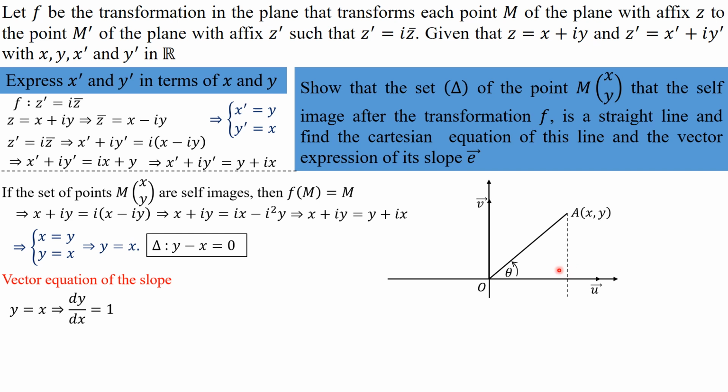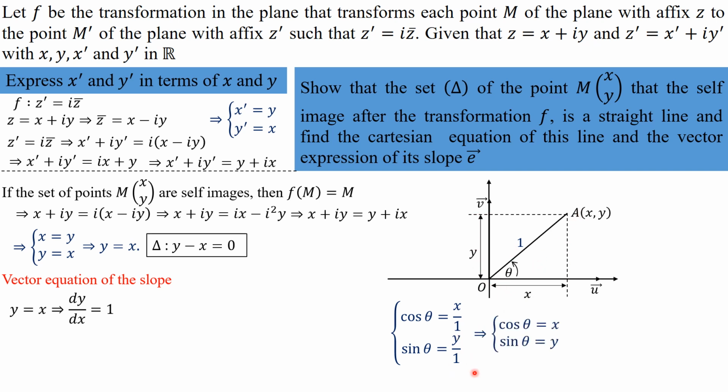Alright, so I'm just going to characterize A with coordinates x and y, and then we look for x and y. Horizontal distance is x and vertical distance is y. From SOHCAHTOA, the length is 1. From SOHCAHTOA, we know that cos theta is equal to the adjacent divided by the hypotenuse, so it's x divided by 1. Sin theta is the opposite, which is y, divided by the hypotenuse, which is y divided by 1. So with that, we get cos theta to be x and sin theta to be y.